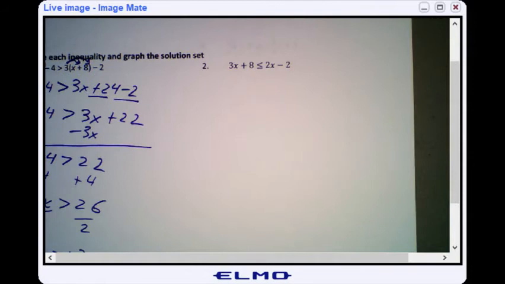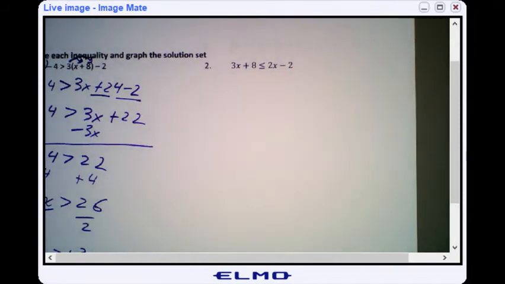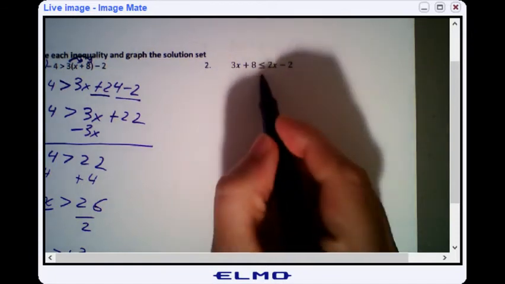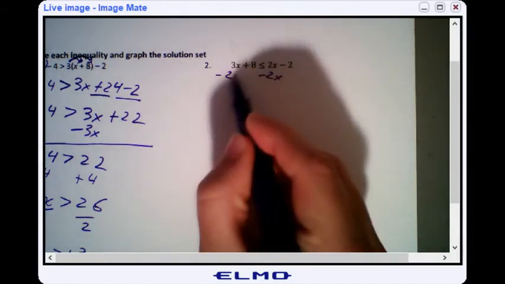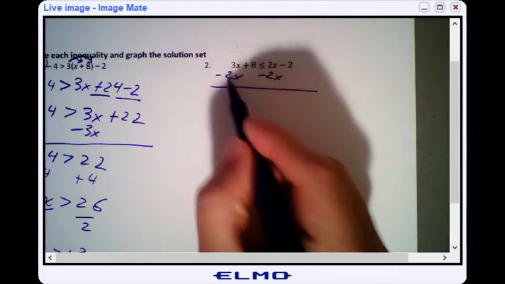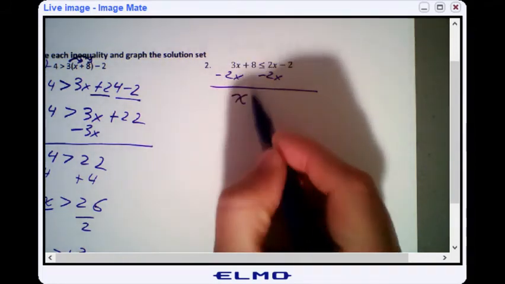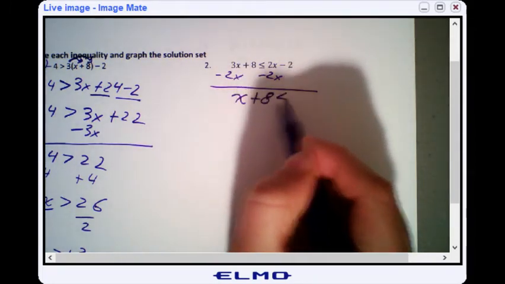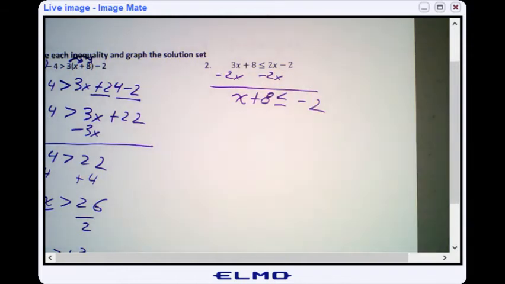For problem number 2, I don't have quite as much going on. I do have x's on both sides. So again, I have to decide, do I want my x's on the left or the right? I would just always put them on the left. I'm going to subtract 2x from both sides. I'm going to get 3 minus 2 is 1x. Bring down the plus 8. Bring down my inequality symbol. Bring down the minus 2.